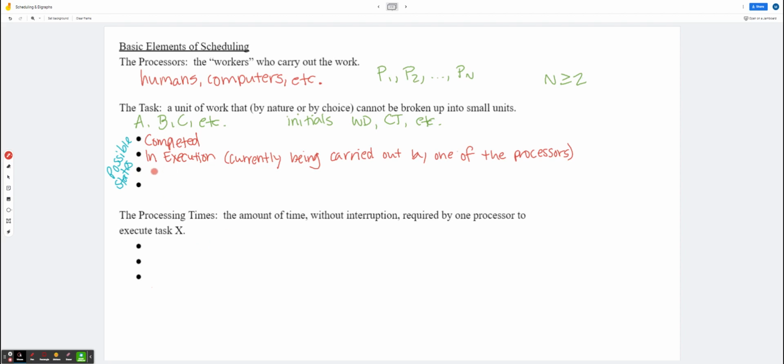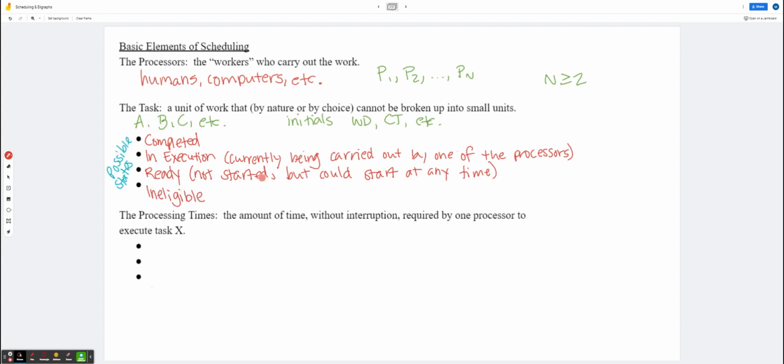The third possible state for a task would be ready. If a task is ready, it means that it has not started yet, but you could start it at any time. So if you could start cleaning the toilet at any time, but you haven't started doing that yet, that task would be ready. The final state is ineligible.